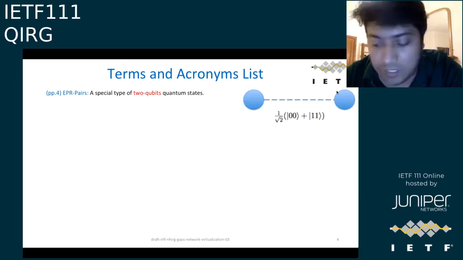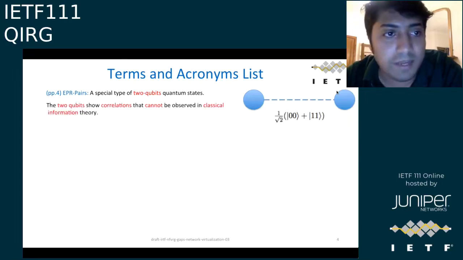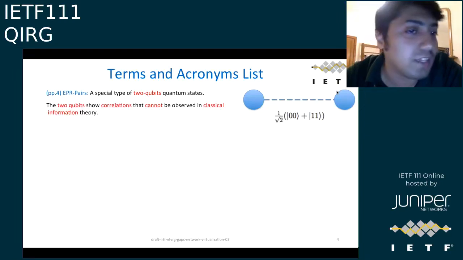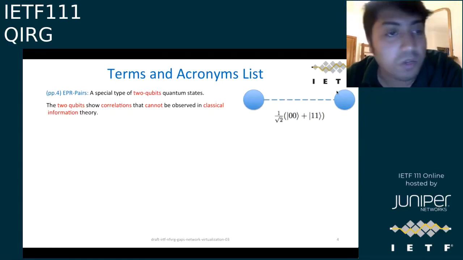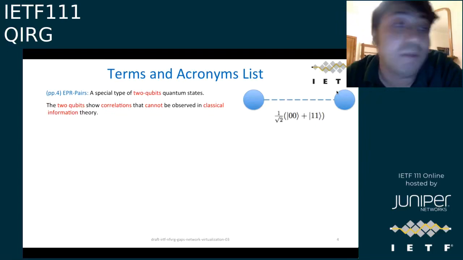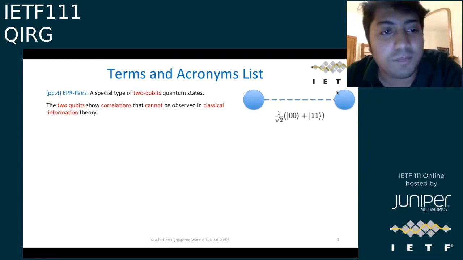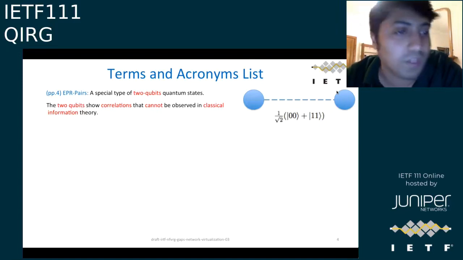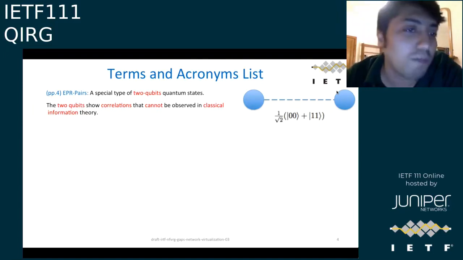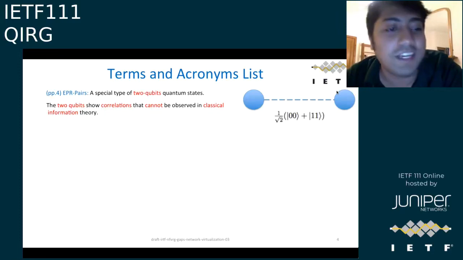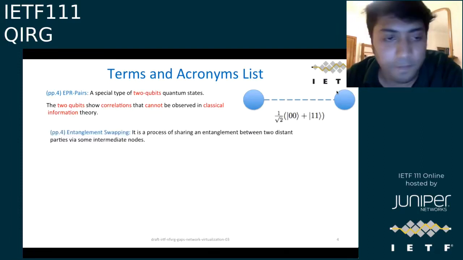The interesting fact is that those 2 qubits have a special kind of correlation that cannot be observed in classical information theory. It turns out that this special correlation can be a very useful, maybe crucial, resource for quantum communication and quantum computing. And most of the time, although it's not exactly clear, it's a strong belief that this kind of correlation gives us a quantum advantage over the classical one.